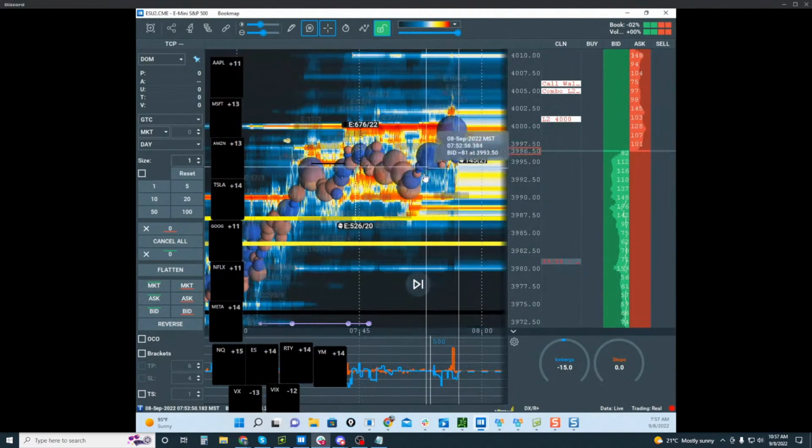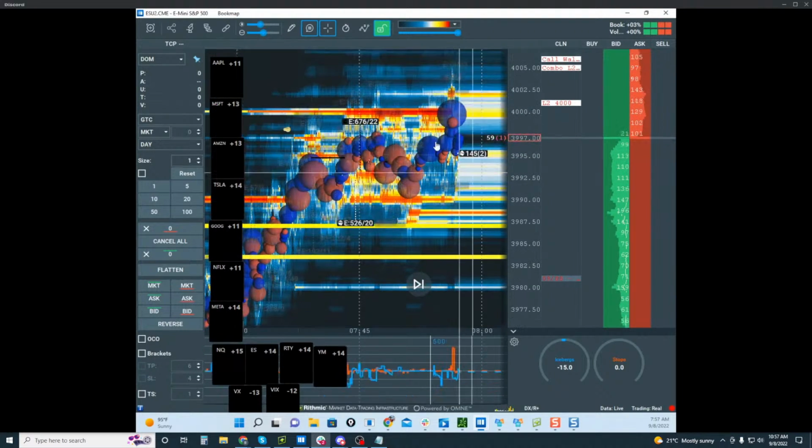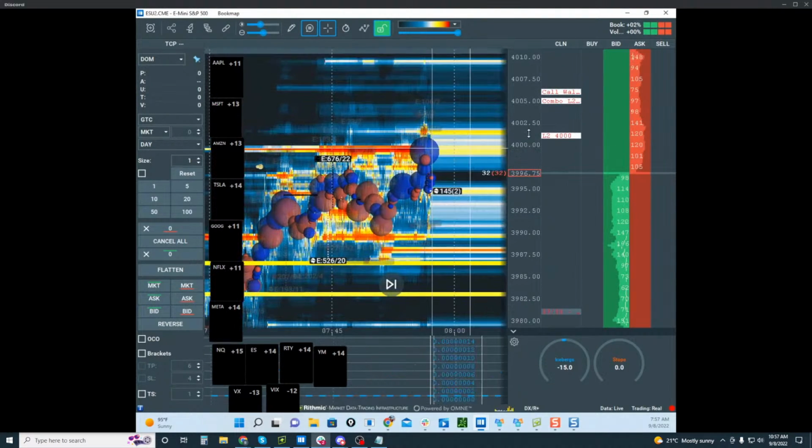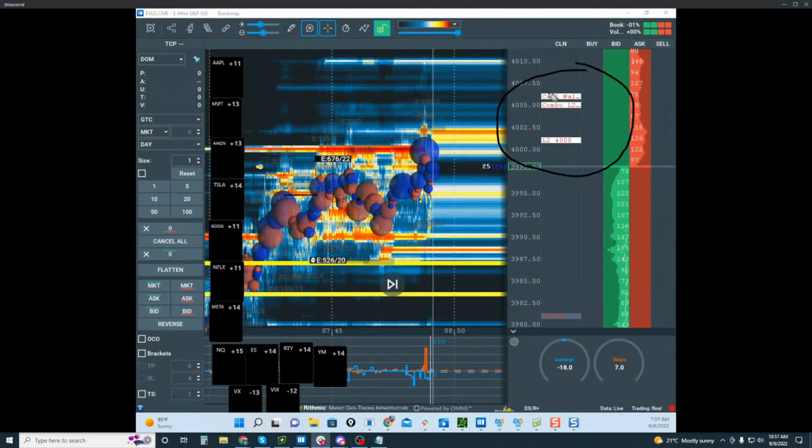If you shorted down here, you probably just had to sit through 5 points of pain in your face. I'm waiting for a setup. Now this is getting interesting because you see where we're coming here. This 4,000 area is really, really important. Not to confuse everybody, but this is SpotGamma.